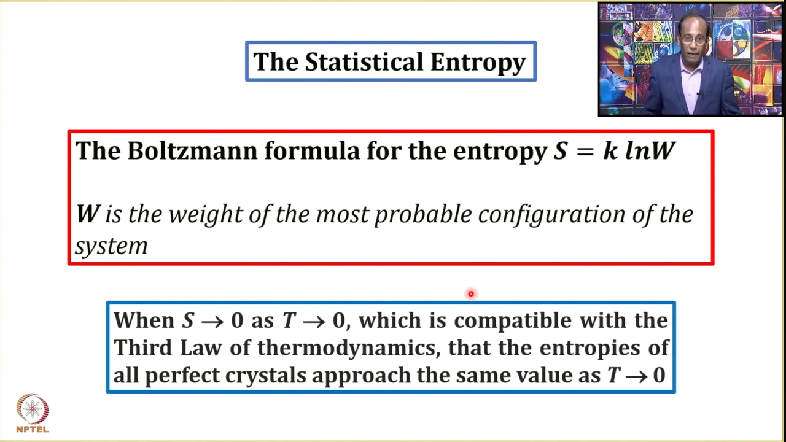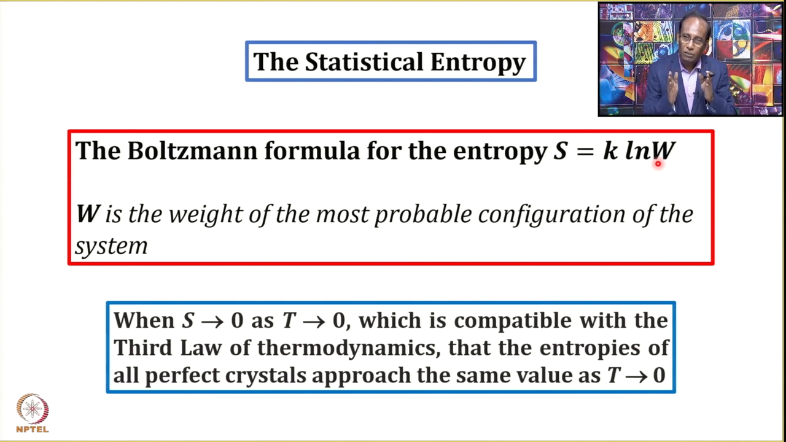We want to derive an expression which connects entropy with the weight of the most probable configuration of the system. That is, S is equal to k log W. This is our next goal, establishing this relationship between entropy and log W. We will get into the derivation soon. But if you just look at this expression, what does it tell?